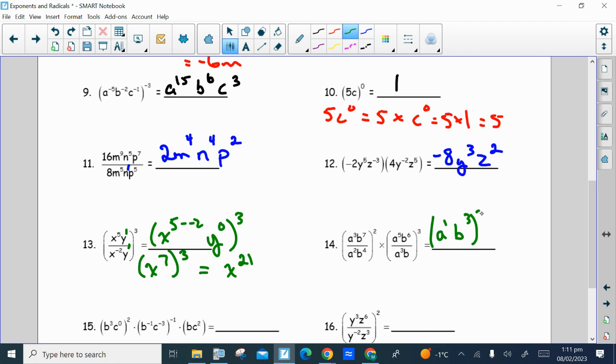So in that first bracket, everything was squared, so that's still there. Times, in the second bracket, a to the 5th divided by a cubed. Subtract the exponents and get a squared. b to the 6th divided by b to the 1. Subtract the exponents and get b to the 5th. And that's all cubed. So this exponent that I just wrote there is a 5.